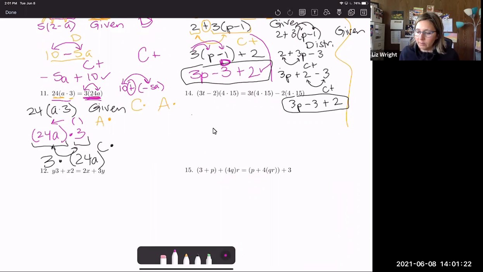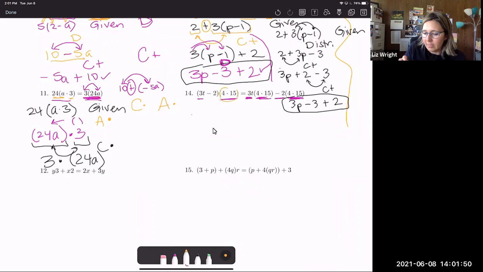The next one, if we're looking at how we've got 3t and we've got 3t here, and we've got 4 times 15 and 4 times 15. And guess what? We have 4 times 15 here as well. This is starting to look like distributive property to me because we've got 4 times 15 in both places. And it's times first the 3t and then times second the negative 2. So I think that's exactly what happened.